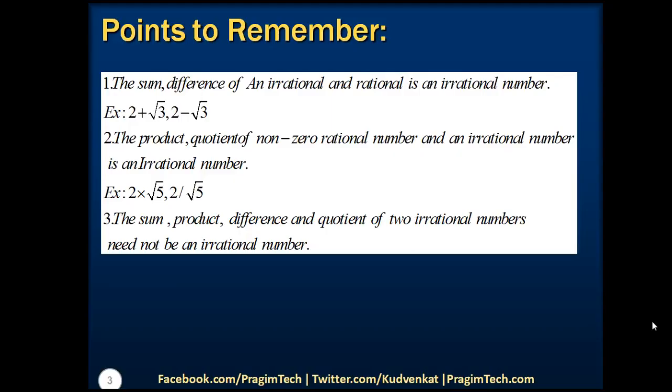Students, from above discussion we can conclude that when we perform addition or subtraction between an irrational and rational number, the resulting number is an irrational number. The second point is the product or quotient of a non-zero rational number and an irrational number is an irrational number. And the third one is the sum, the product, difference and quotient of two irrational numbers need not be an irrational number. In next session, we will discuss how to represent a number on the number line using geometric method.